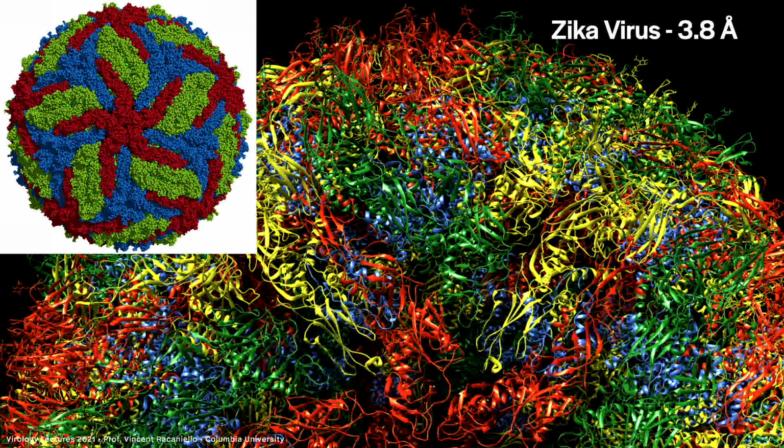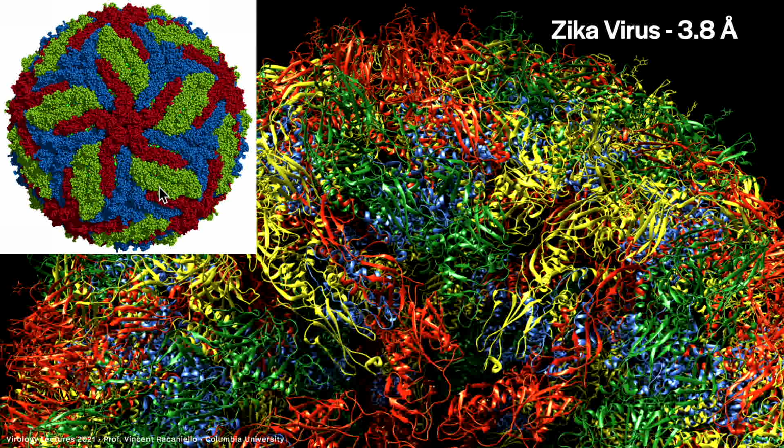immediately, within 6 months, the virus particle structure was determined, this time by cryo-EM at 3.8 angstrom. So initially, you saw in the previous picture, poliovirus was 20 angstrom. It couldn't compete with X-ray crystallography, but the technology has been getting better and better, and now they can rival X-ray crystallography in resolution, and it could be done much faster. And so here is the Zika virus at 3.8 resolution.